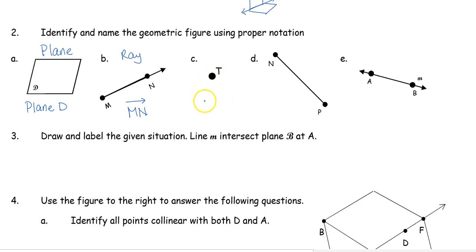One little dot there shows me that I'm going to have a point, and a point is written with just a capital letter. You don't even have to write point if you don't want to.